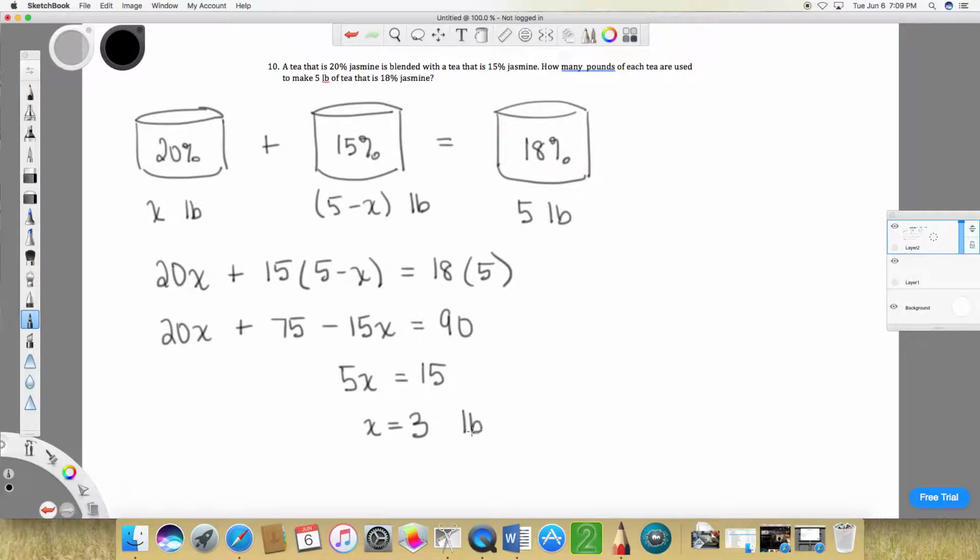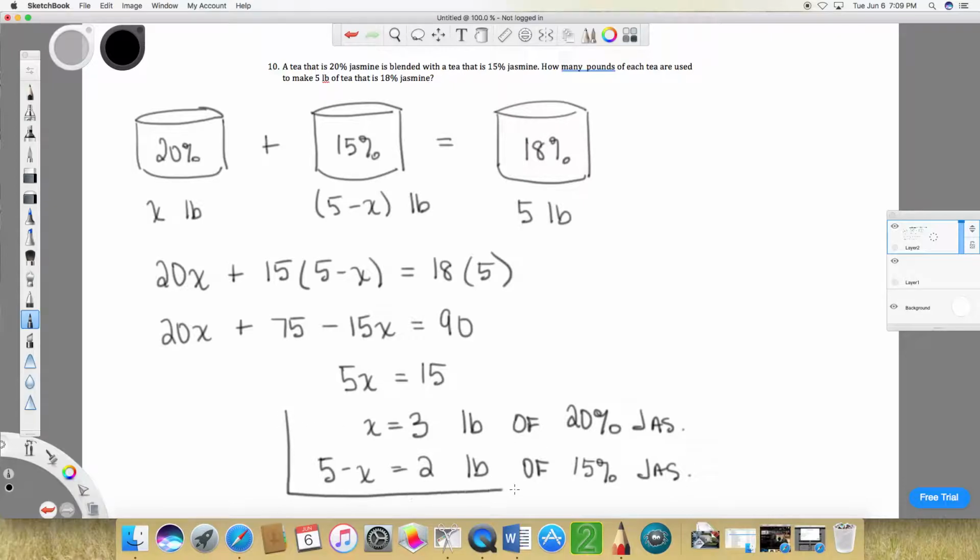So we have 3 pounds of the 20% jasmine tea, and 5 minus x, 5 minus 3, 2 pounds of the 15% jasmine tea.